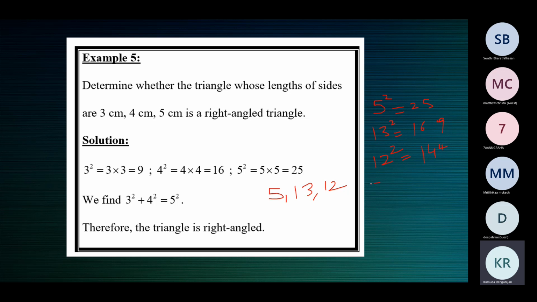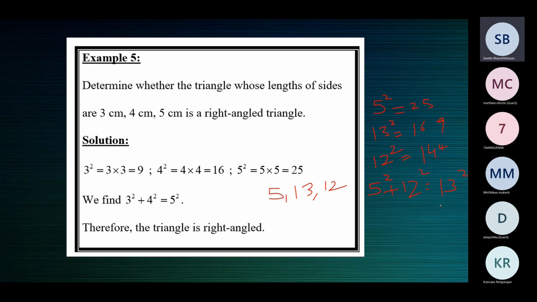Now you observe that when you add 25 and 144, you get 169. So that means 5 square plus 12 square is equal to 13 square, because 5 square is 25, 12 square is 144, and 25 plus 144 is equal to 169. Therefore, the sides 5, 13 and 12 will form a right triangle.